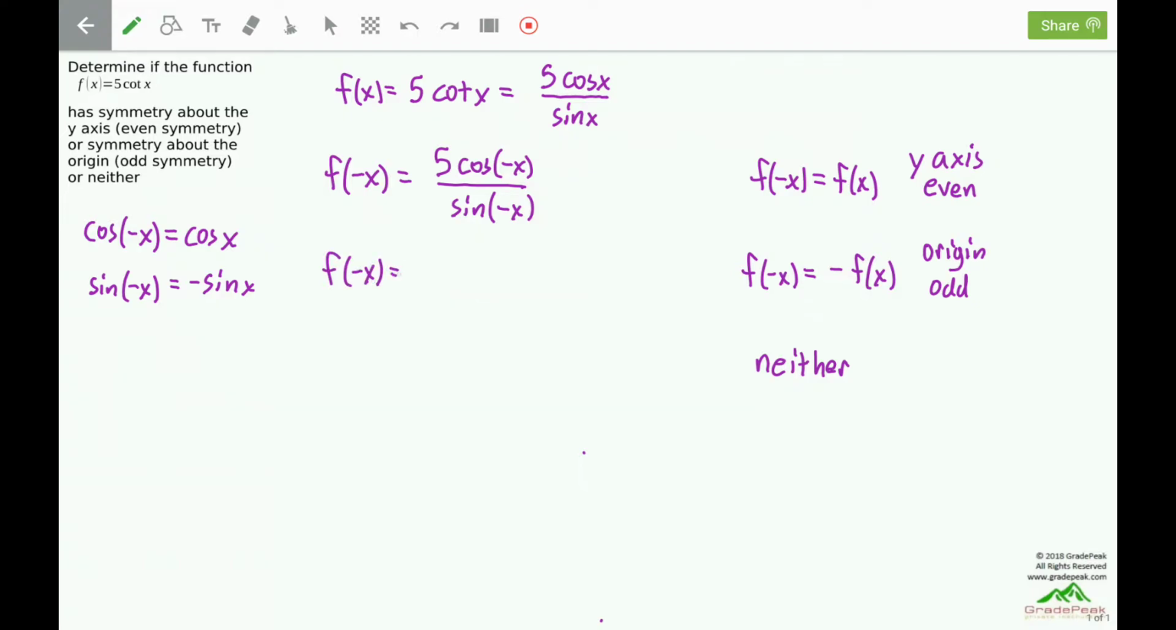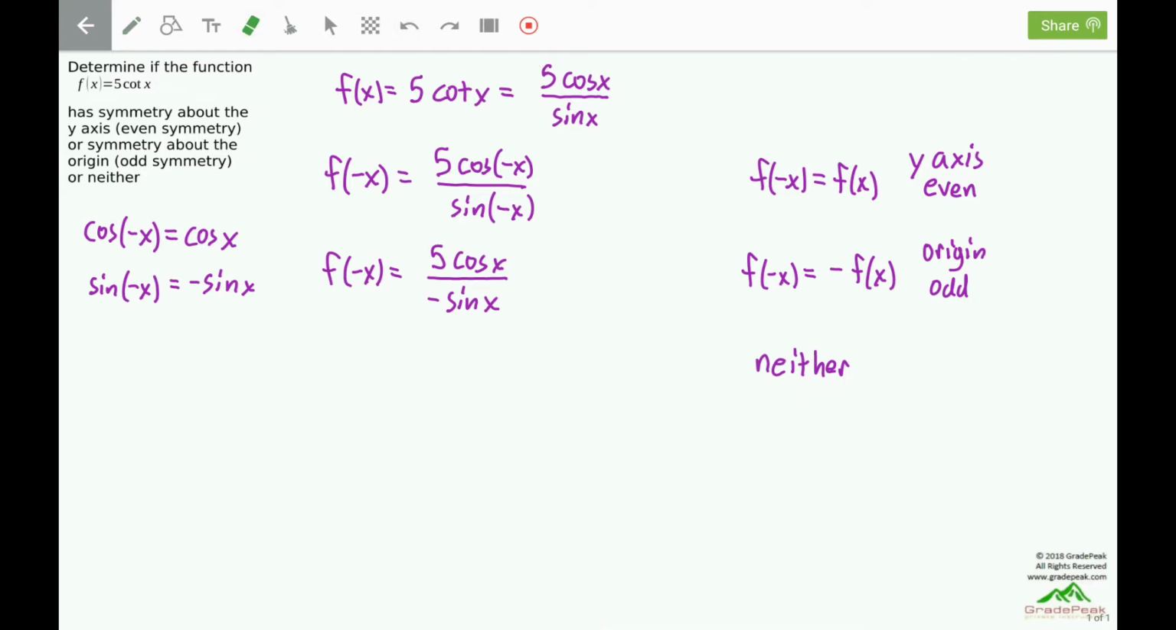So f of negative x equals 5 times the cosine of negative x, which is the cosine of positive x, divided by the sine of negative x, which is the negative sine of positive x. Comparing this to the original, the numerator has exactly the same sign, and the denominator has exactly the opposite sign.